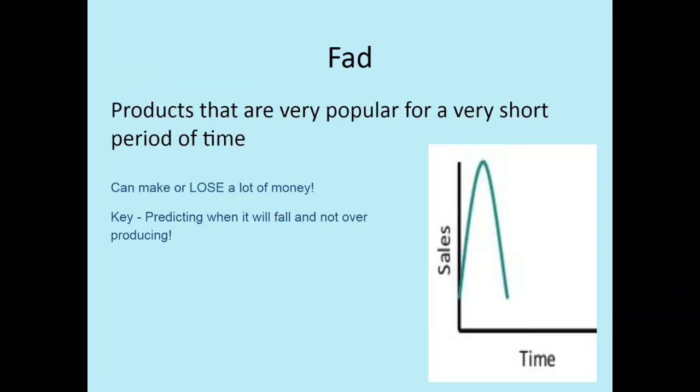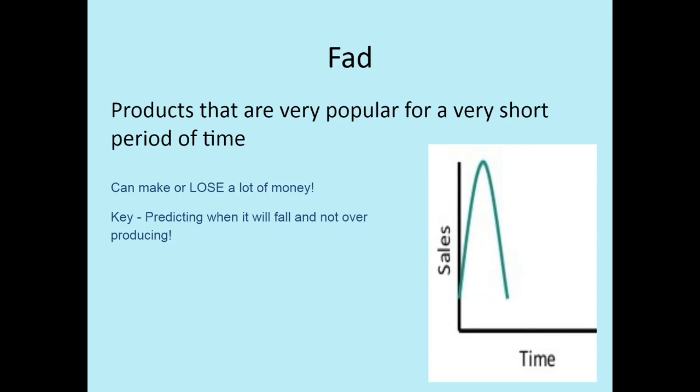Another non-traditional product life cycle is a fad. As we know, a fad is a product that is extremely popular for a very short period of time. Fads can be difficult because we're not always aware that our product is a fad. And you have the opportunity to make a lot of money with a fad because you're selling so many of them, but most fads actually lose money.